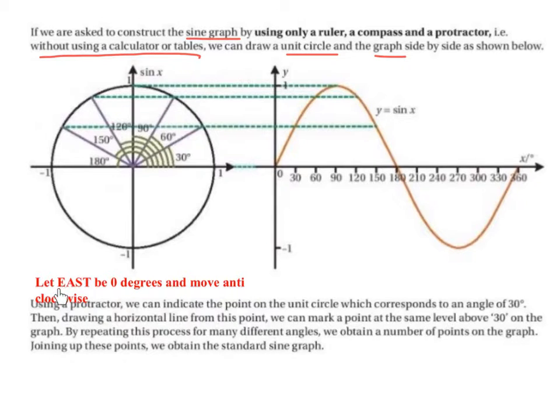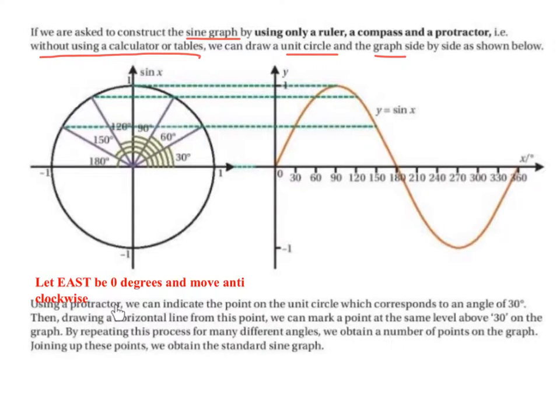So remember, we let east be 0 degrees, so this would be 0 degrees on our unit circle, and we move anti-clockwise. So 0 degrees, 30 degrees, 60 degrees, 90 degrees, 120 degrees, 150 degrees, 180 degrees, and so on, down as far as 270 degrees and back up to 360 degrees.